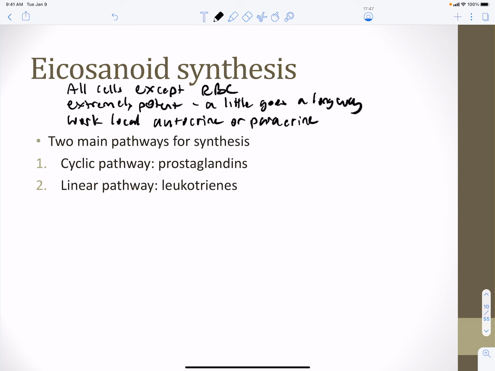Now again, the two main pathways are going to be a cyclic pathway and a linear pathway, and the trigger is always going to be G protein receptors, so it's going to be something triggering a G protein. So we'll study this a lot when we study the platelets. We'll talk a lot about the activation of platelets with eicosanoids, as well as inactivation of platelets. So again, some eicosanoids counter each other, and their balance is actually really important for homeostasis.